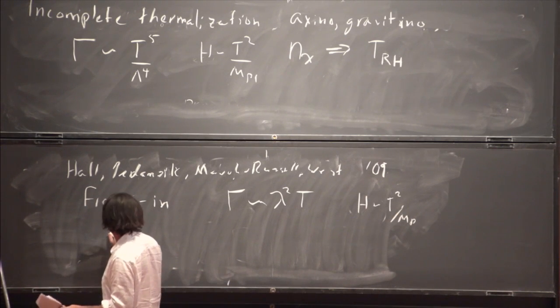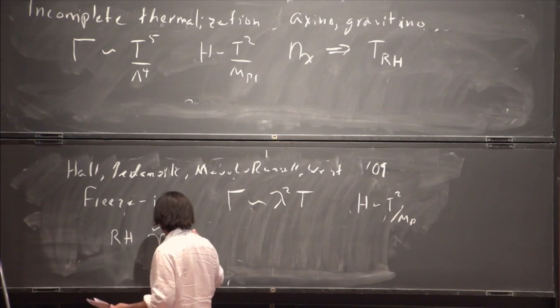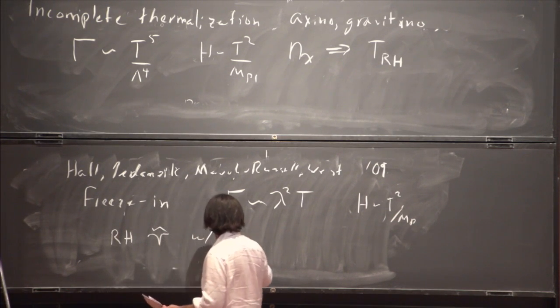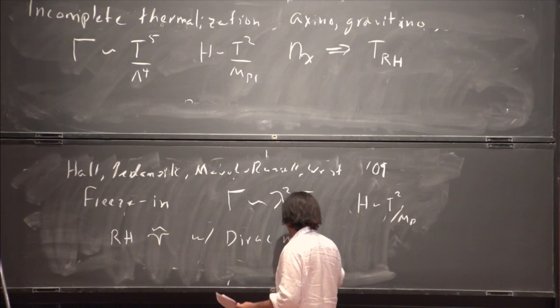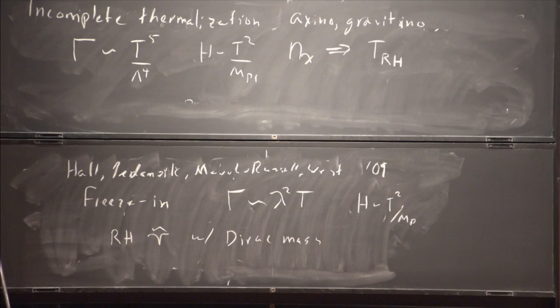And so a good example of this is, for instance, a right-handed neutrino, or right-handed sneutrino with a Dirac mass. Because the Yukawa coupling gives you the dimensionless coupling. That allows you to produce this, but its dominant production comes late in the universe.